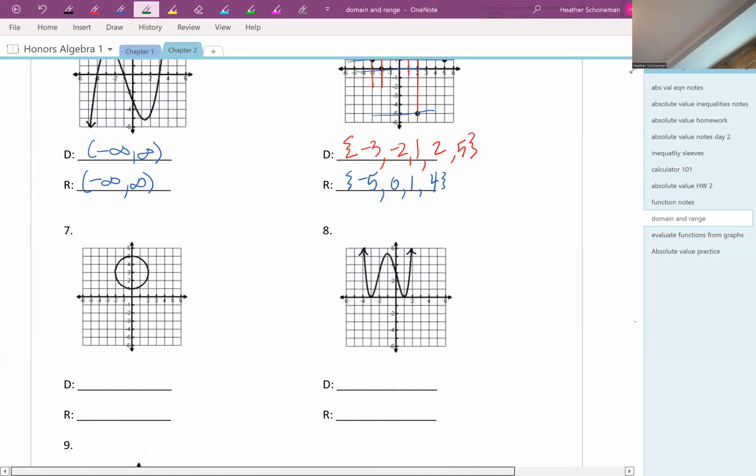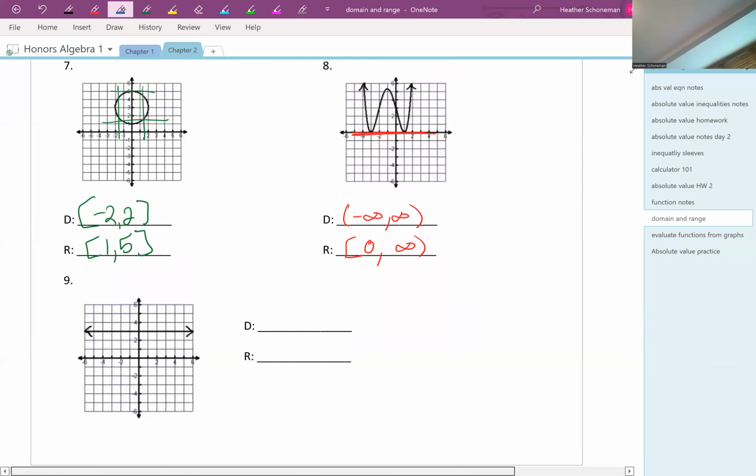So on this one, the domain, left to right, goes from -2 to 2. The range, bottom to top, goes from 1 to 5. Over here, the domain keeps getting wider, so the domain is everything, negative infinity to infinity, but the range is not, because it starts here at 0, then continues up to infinity.